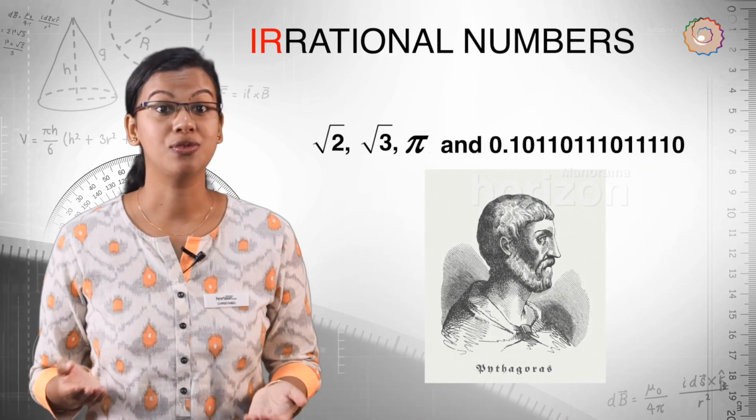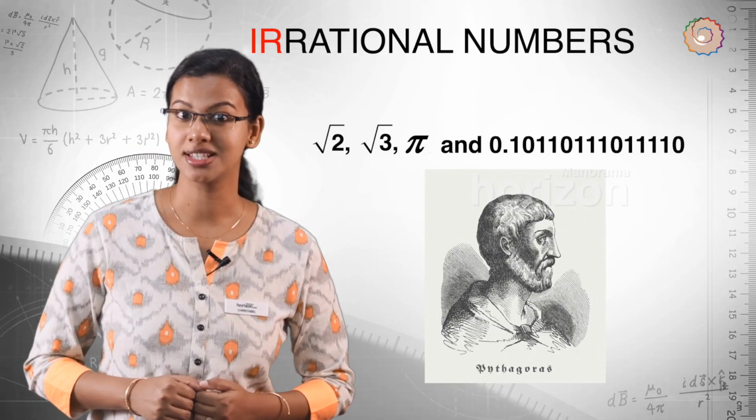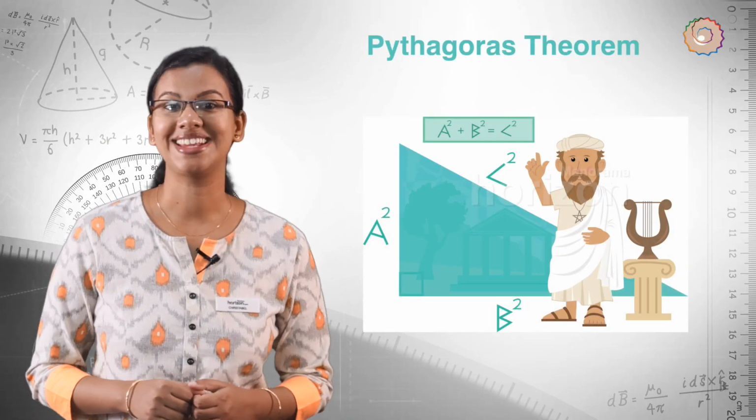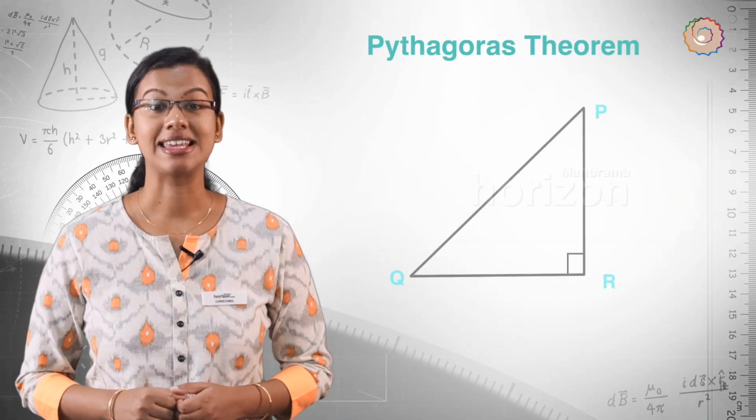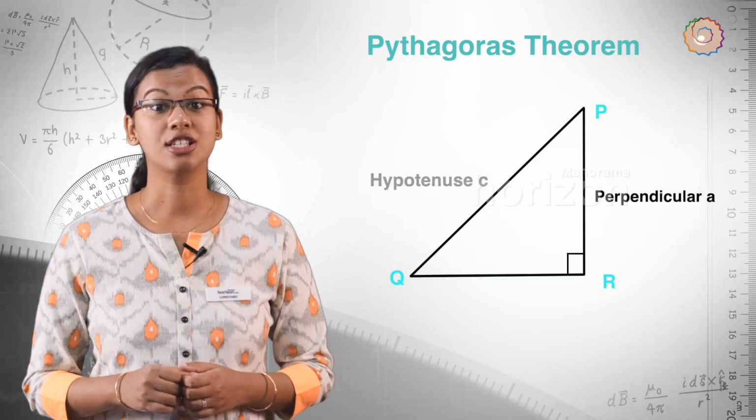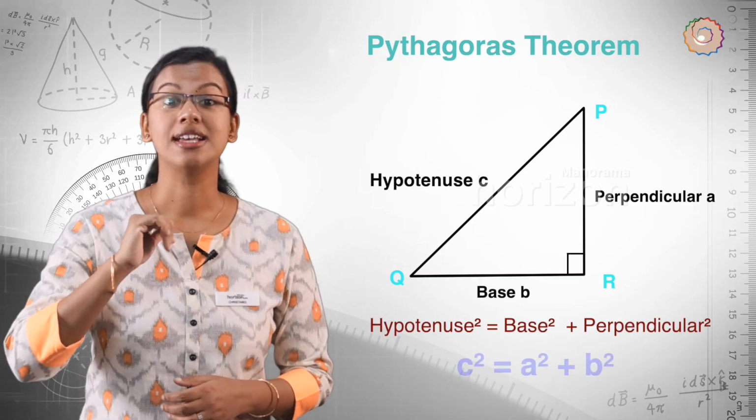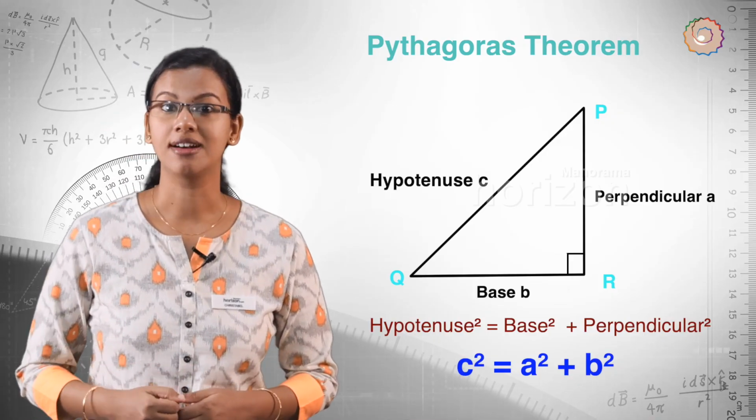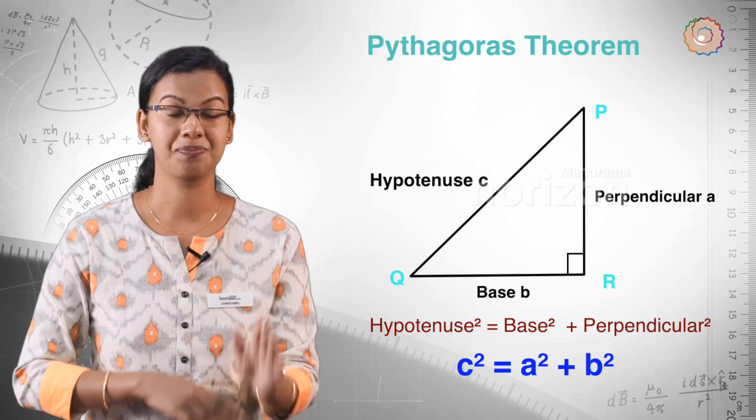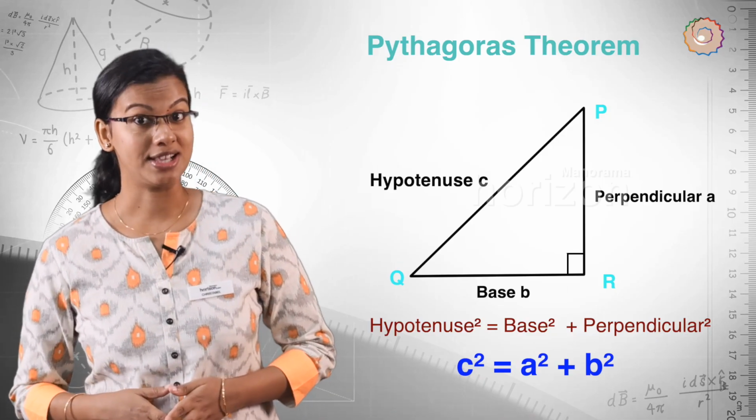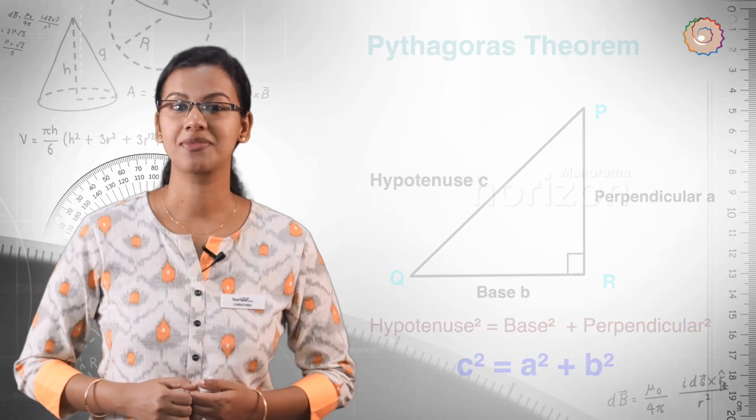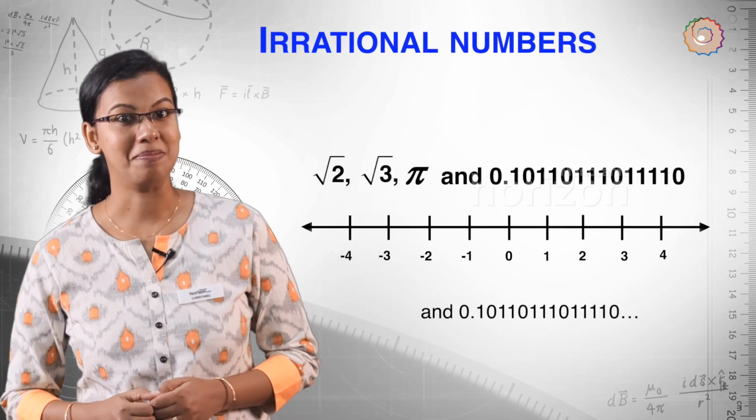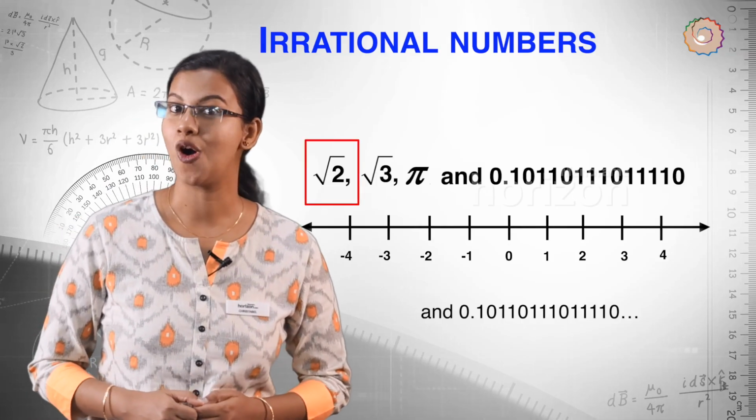Such numbers were first discovered by Pythagoras, who also created the famous Pythagoras theorem on right angle triangles. That is, in a right angle triangle, the square of the hypotenuse is equal to the sum of the squares of the other two sides, which are the base and the perpendicular. So, c square equals a square plus b square. This theorem will be useful to locate irrational numbers such as root 2 on the number line.